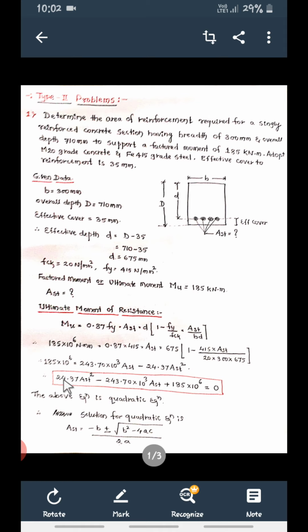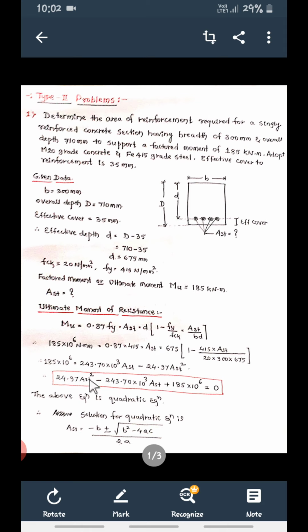Kindly observe this equation. It is of the form ax square minus bx plus c, or ax square plus bx plus c. So it is in the form of a quadratic equation.